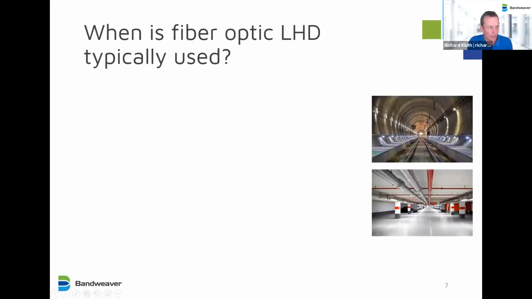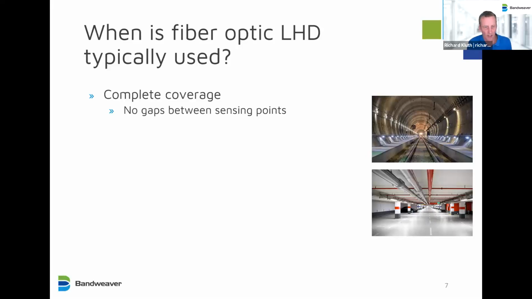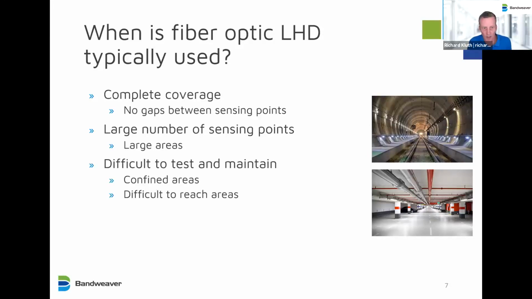And as we've seen, the application spread from the rail network to these buildings, generally there's some common factors that came into play that makes this technology attractive. So complete coverage, if the user requires complete coverage, no gaps between sensing points. If there's a large area, so large numbers of sensing points, it works well.